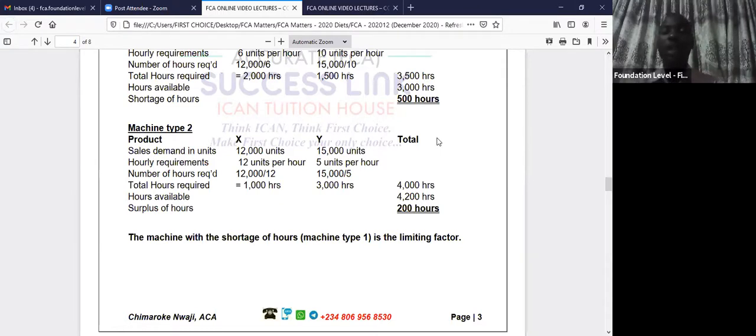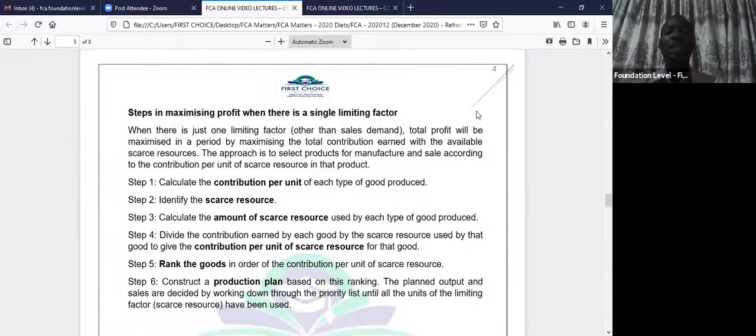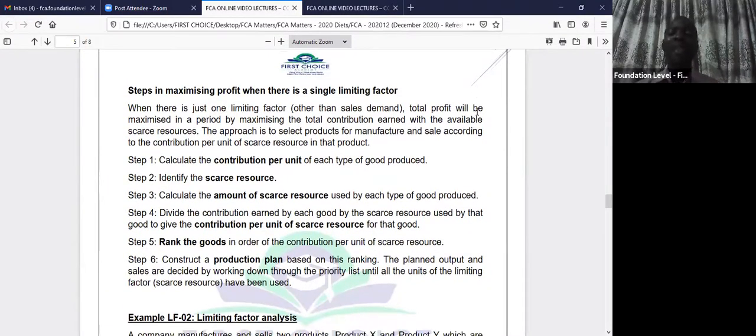Okay, so let's move to something else. We'll go to the steps that you can take to maximize your profit whenever you are given a single limiting factor. This is the step that we use to solve limiting factor problems. Now, your limiting factor may be anything. We are going to be looking at a limiting factor when sales demand is not a factor. That means you want to satisfy all your sales demand, but something else is holding you back. It could be material, it could be labor, it could be machine hours. How then can you maximize your profit? Look at the steps.